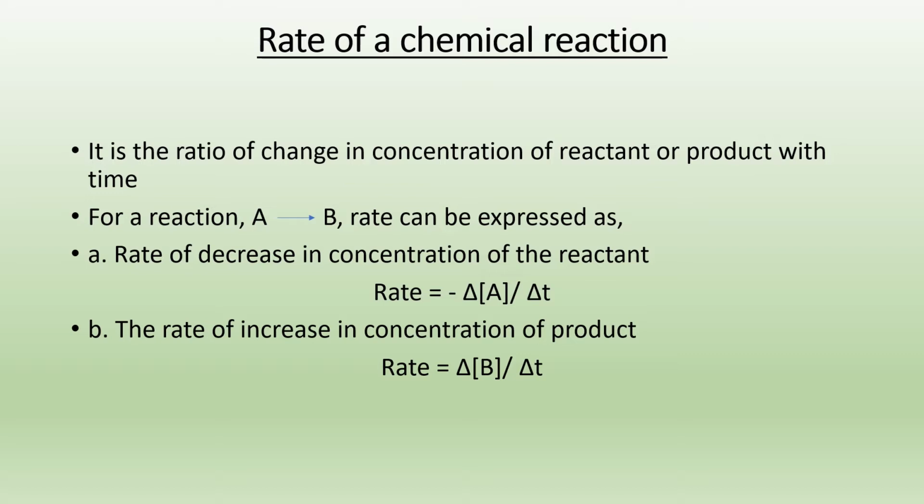So if you are specifying the rate in terms of the reactant, we can say the rate of a reaction is the rate of decrease in concentration of reactant with time. That is, rate is equal to minus delta A by delta t. We give a minus sign to indicate that the concentration of reactant decreases with time. We know a reactant decomposes to product. So with the passage of time, the concentration of reactant goes on decreasing, and that is indicated by a negative sign in the rate equation.